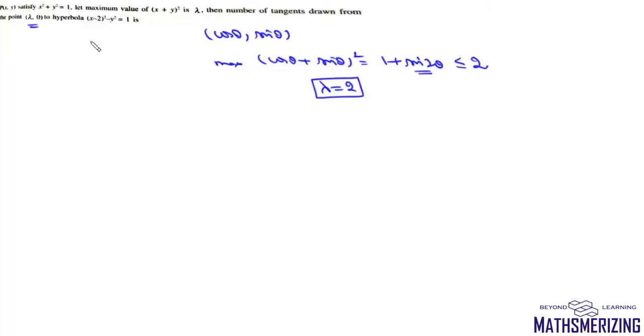Now it says tangents are drawn from (2, 0) to this hyperbola, which is (x − 2)² − y² = 0. Now it's a rectangular hyperbola whose center is at (2, 0). From the center, the only tangents that can be drawn to the hyperbola are the asymptotes. Asymptotes are lines which meet the curve at infinity, so we cannot say that asymptotes are tangent to a hyperbola. So the number of tangents that can be drawn to this hyperbola is simply 0.